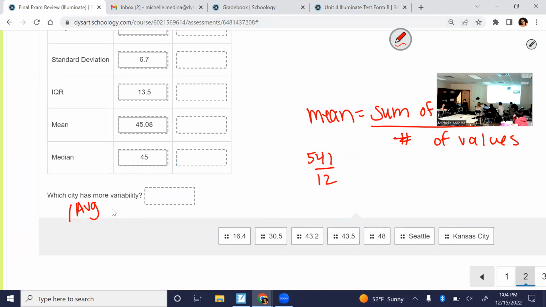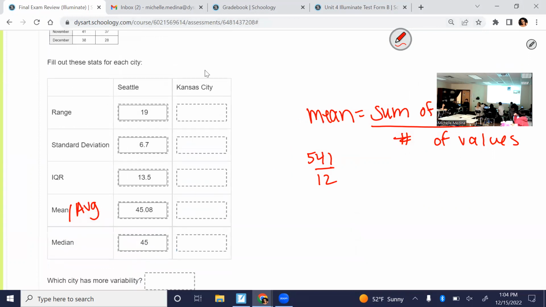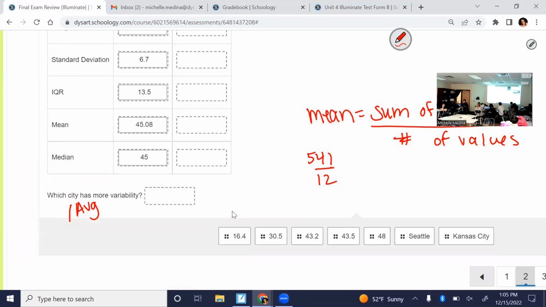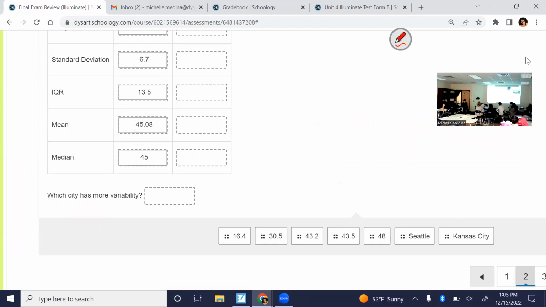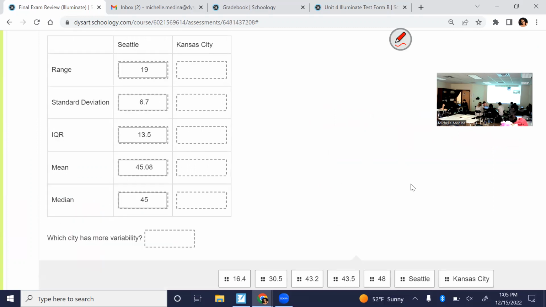All right. And then once you find the data for Kansas, I'll let you do that now that I showed you how to do all of Seattle and I recorded it so you could go back to it later if you need to. When it asks which city has more variability, what does the word variability mean? Kind of, no. More spread out, yes. It's a measure of spread. So more variability means more spread out.